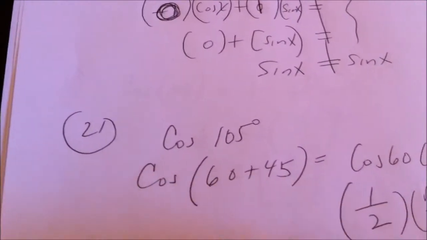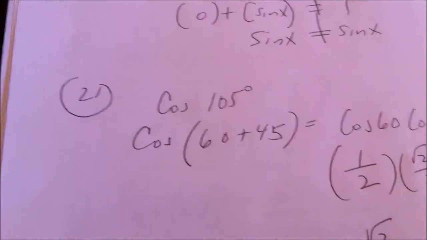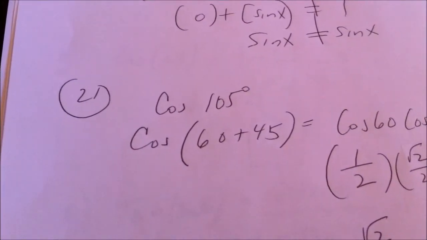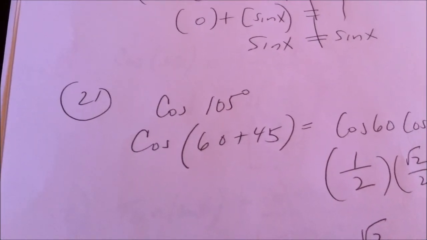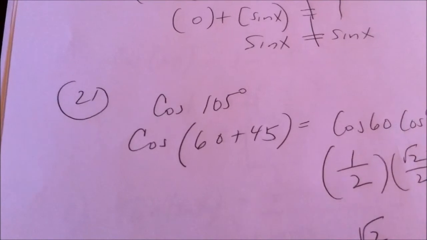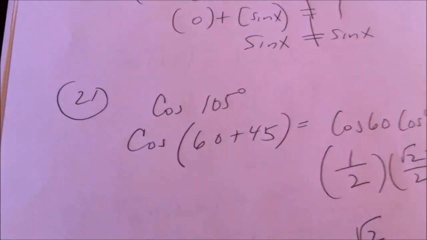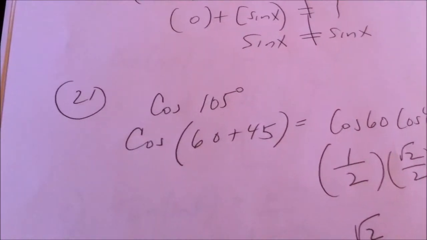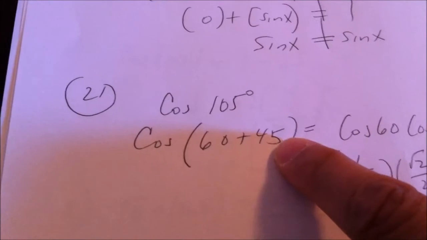For number 21, it wants us to find the exact value of cosine of 105. I can't find the exact value of cosine 105. Even if I express this as a function of a positive acute angle, it would be minus the cosine of 75. That's still not going to help me. But 105 can be rewritten in terms of exact value angles. It could be rewritten as 60 plus 45.